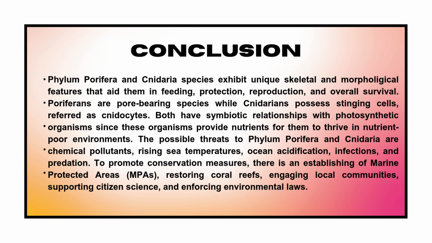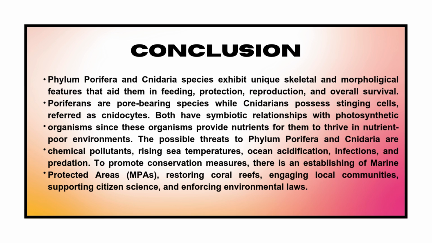While Cnidarians such as corals, jellyfish, and sea anemones possess stinging cells called cnidocytes, which are used for capturing prey and defending against predators. Both groups form symbiotic relationships with photosynthetic organisms. These organisms provide essential nutrients through photosynthesis, allowing sponges and cnidarians to survive and flourish in environments where food is limited. Sponges and cnidarians face multiple threats, including chemical pollutants, rising sea temperatures, ocean acidification, infections, and predation. These pressures compromise their health and survival, disrupting vital ecological functions.